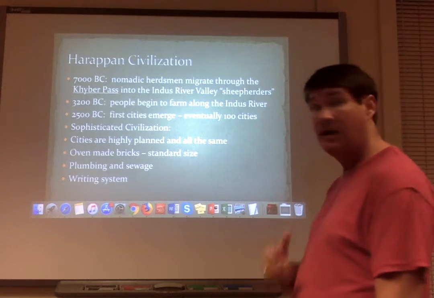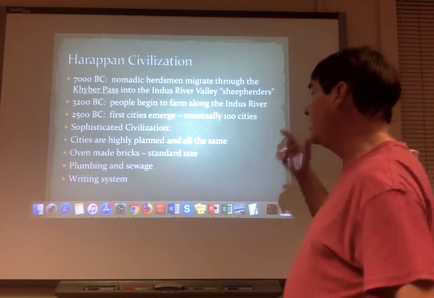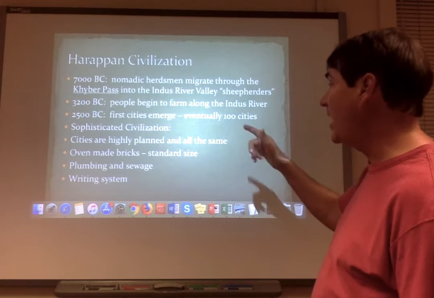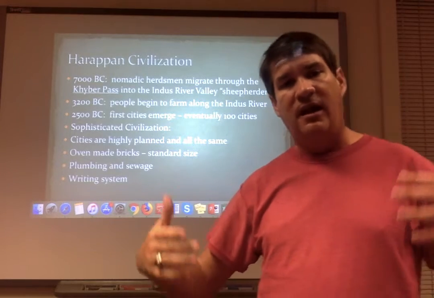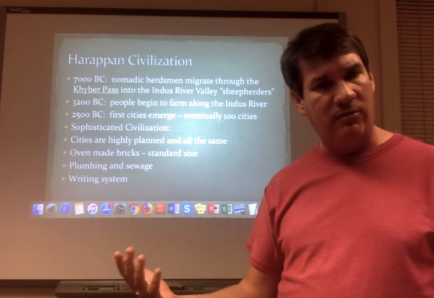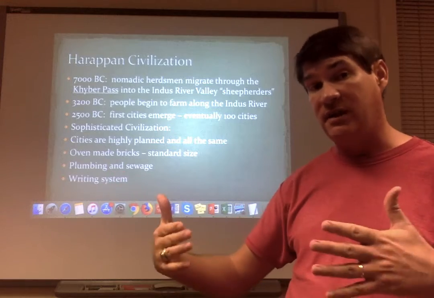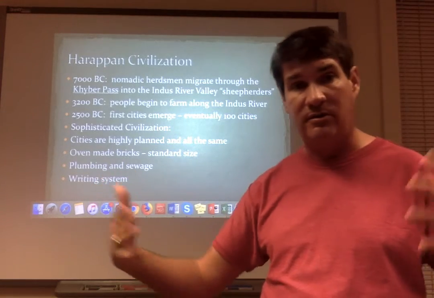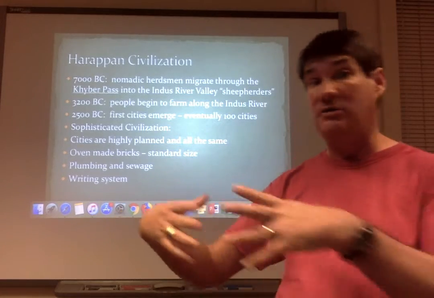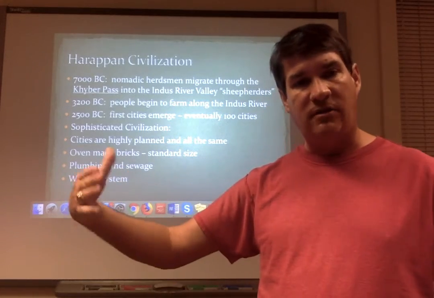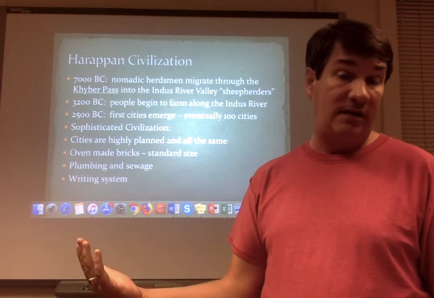So take a look at this evidence, right? Sophisticated civilization. Cities were highly planned and all the same. So if cities are highly planned and all the same, what does that tell you about a civilization? You've got over 100 cities, and they're not the same size. Some are bigger and some are smaller, but they all have the same buildings in the same place, government buildings, temples, and they're all based on the same model. What does that tell you?